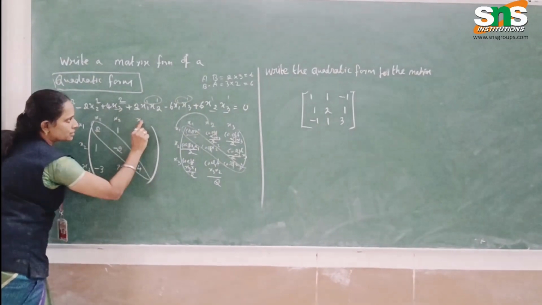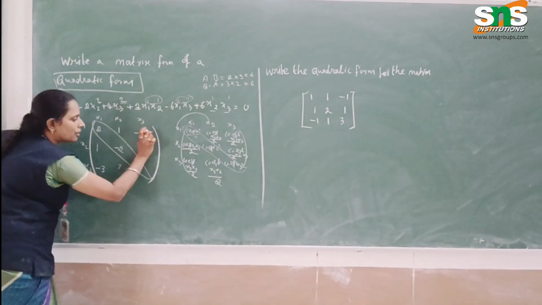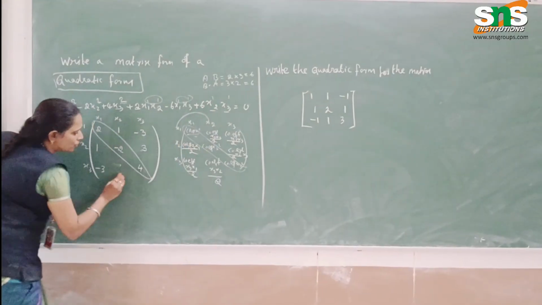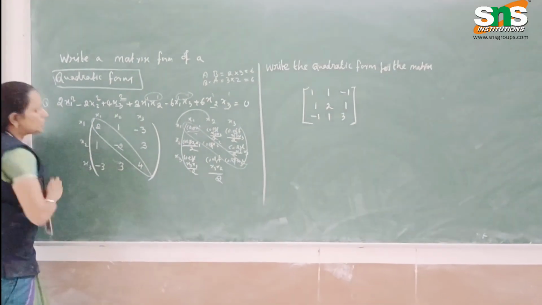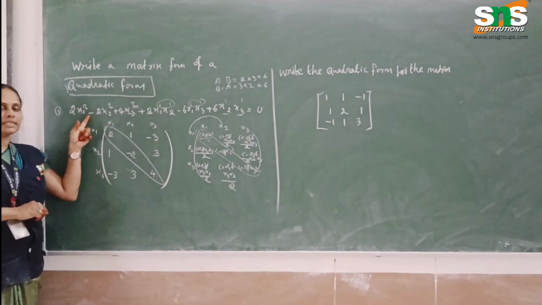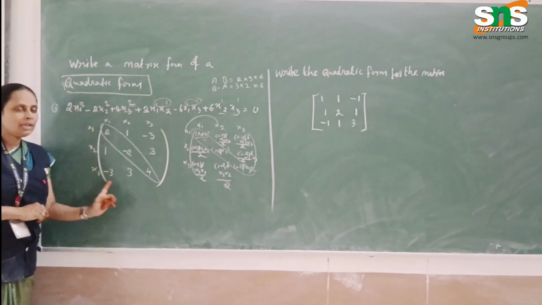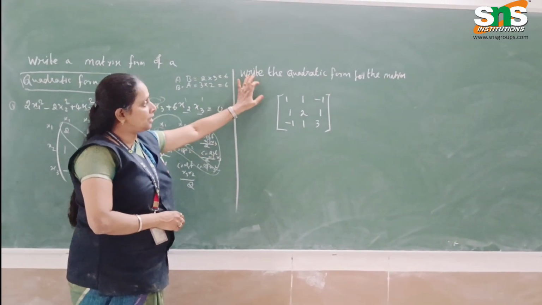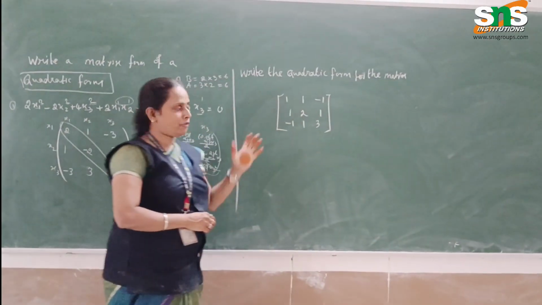That is x2 into x3 is 6. So, we have to divide by 2. That is 3. Also, x3 into x2 is the same. That is 3. So, this is the matrix form. So, the quadratic form is given, we have to convert it to the matrix form. Similarly, we have to write the quadratic form for the following matrix.